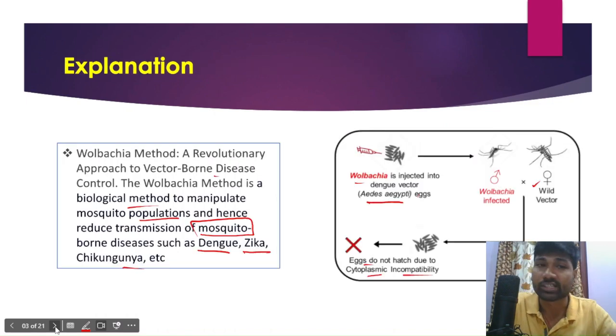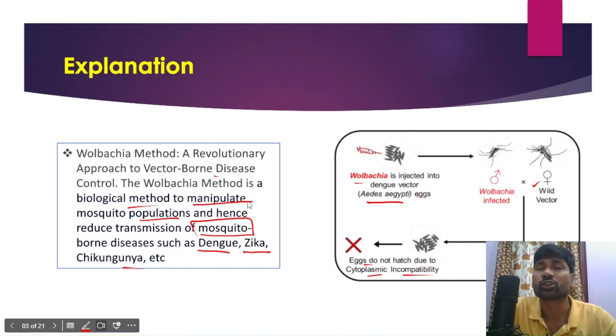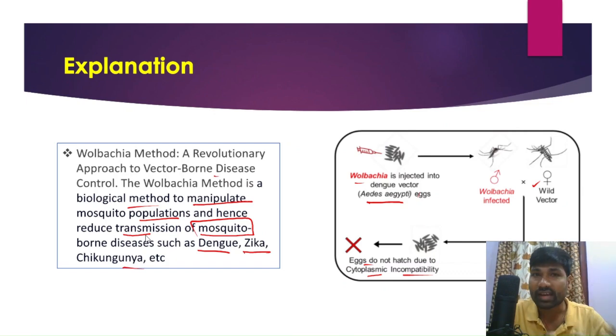If you look at the explanation of this particular question, the Wolbachia method is considered a revolutionary method of vector-borne disease control. There are a lot of diseases which are considered vector-borne diseases such as Zika, chikungunya and dengue. This Wolbachia method is a biological method used to manipulate mosquito populations, and that would result in a reduction in the transmission of mosquito-borne diseases such as dengue, Zika and chikungunya. On the right side you could also see how this Wolbachia method usually works.